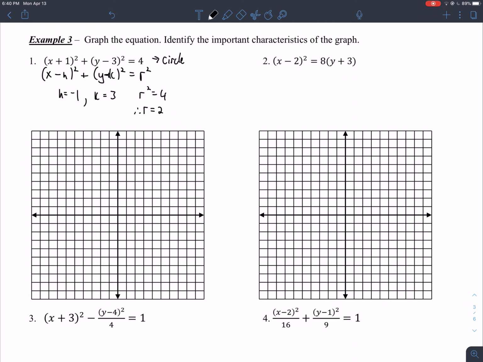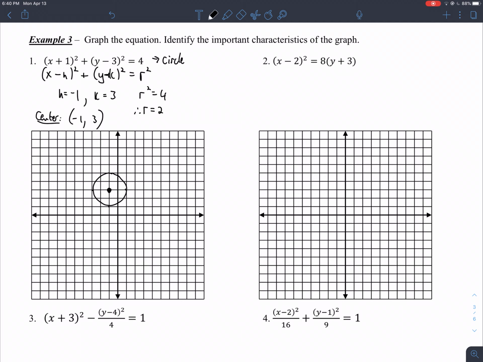Okay? And then I can just graph this again. Your center is -1, 3, h, k. And so -1, 3 is up here. And then I just use the radius to draw the circle. So radius is 2, so I just go 2 units in each direction from the center, and I can draw my circle. Ooh, that's not the best circle I've drawn in a long time. Okay, so there's that one.